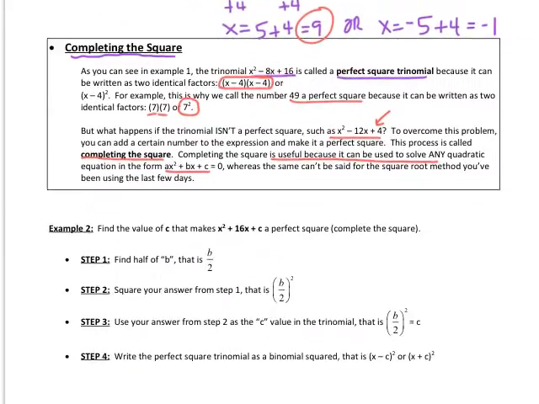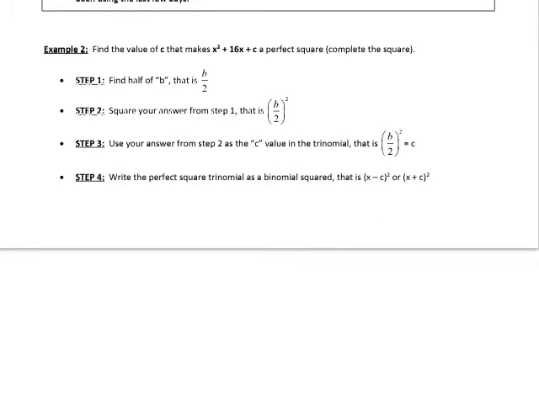So let's go ahead and take a look at example number 2, and it's just going to walk us through the process of completing the square. The first thing we have to do is take a look at what we have. B is 16, A is 1, and C is the number that we're going to figure out because we're going to complete the square. The first step to completing the square is finding half of B. Well, 16 is what we have for B, so half of B is 16 divided by 2, and that is just going to be 8.